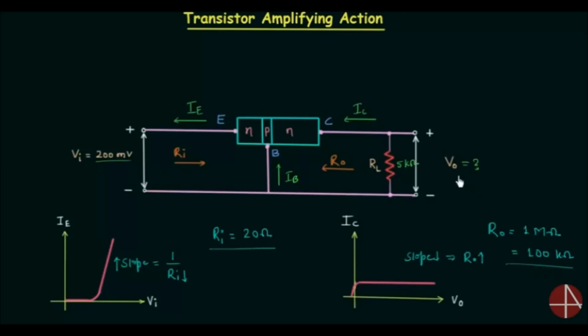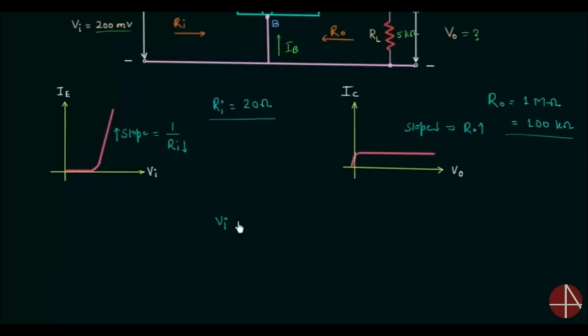So these are the values of input resistance and output resistance, and now we can easily calculate the output voltage VO. We know the input voltage VI is equal to the input current multiplied by the input resistance. Input current is the emitter current, so VI is equal to IE multiplied by the input resistance. This implies the emitter current is equal to the input voltage divided by the input resistance. The input voltage is equal to 200 millivolts, so we have 200 millivolts divided by 20 ohms, and it is equal to 10 milliamps.